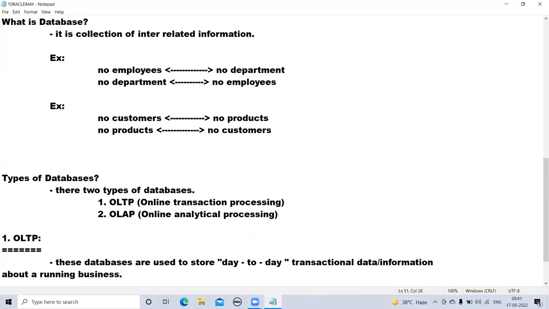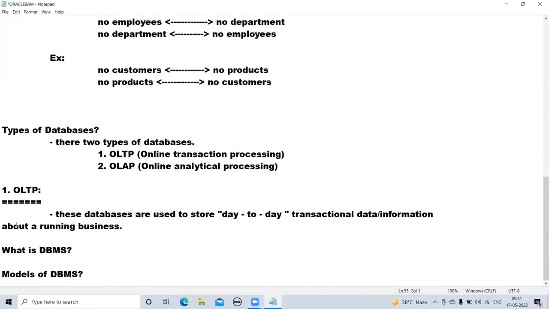Generally, which kinds of organizations are using these OLTP databases? The organizations which are running, that means working like 24/7 activities. 24/7 activity means a running business, that means your organization should be in a working position, not closed. Yes or no? Your company should not be closed. Closing here means not a shift, not like that.